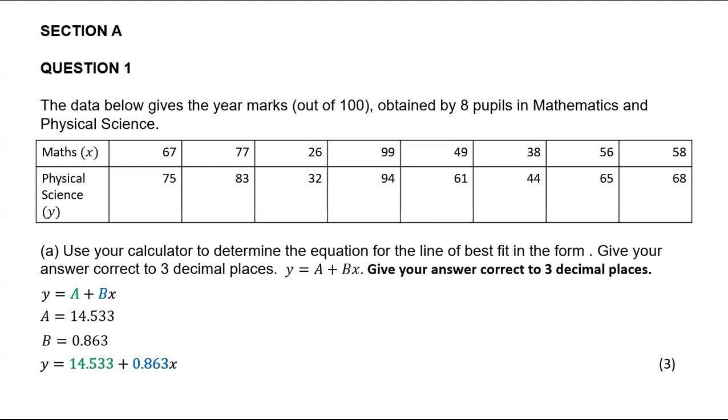The next question simply wants us to calculate the correlation coefficient. Correlation coefficient simply determines the relationship between two given variables. Now we need to determine the relationship between the math mark and the science mark. If your correlation coefficient is 0, it means that there's no relationship between x and y. If the correlation coefficient is close to positive 1, it means that there's a positive relationship between x and y. That means that the higher the x value, the higher the y value will be. The lower the x value, the lower the y value will be.